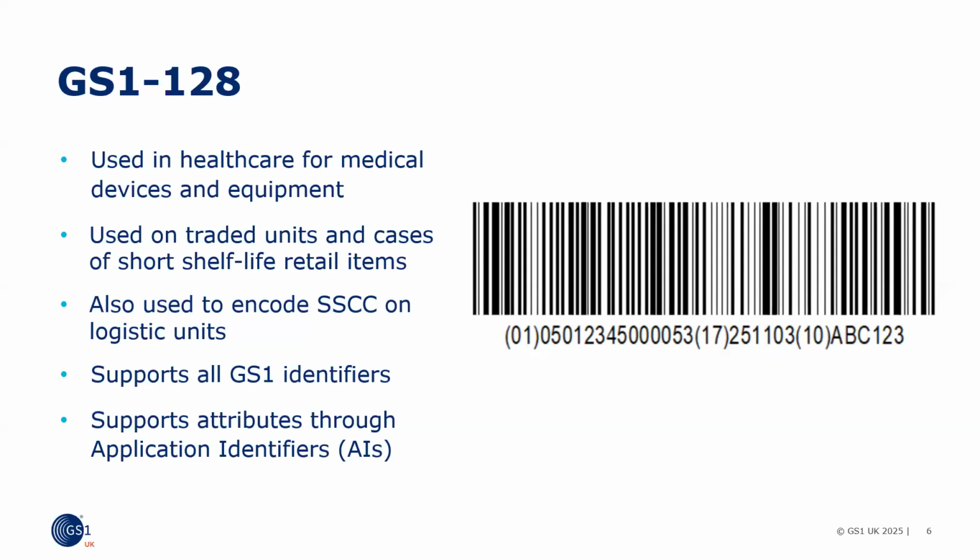As well as the GS1 keys, it supports all the GS1 application identifiers. These are the numbers that appear in brackets in this example for GTIN, expiry date and lot number, and include the date of manufacture and serial number. There are hundreds of application identifiers, but they tend to be limited to 5 or 6 within the healthcare industry.